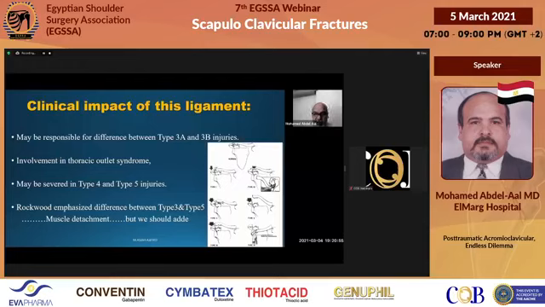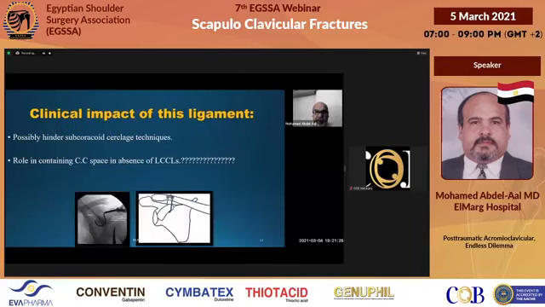We all know the Rockwell classification, who has emphasized that the difference between type 3 and type 5 is the detachment of the muscle. But we can add here that detachment of the muscle, in addition to the severing of the Caldani ligament or the medial coracoclavicular ligament, is another factor to differentiate between type 3 and type 5.